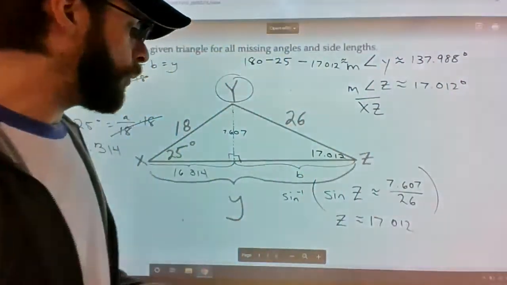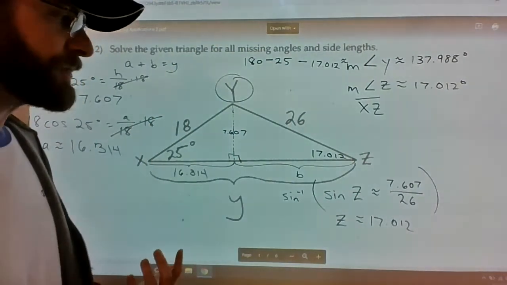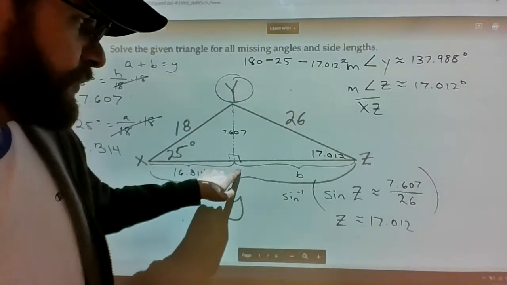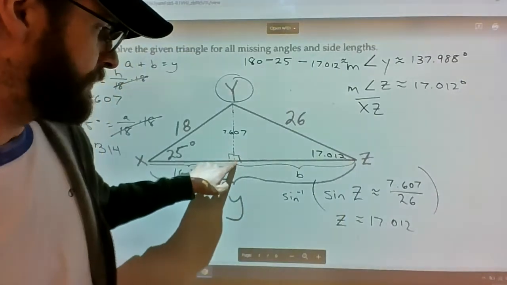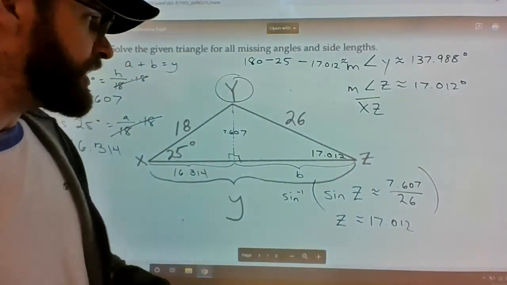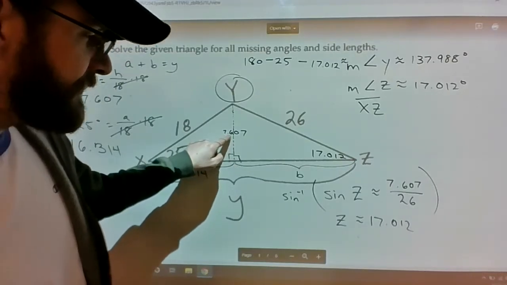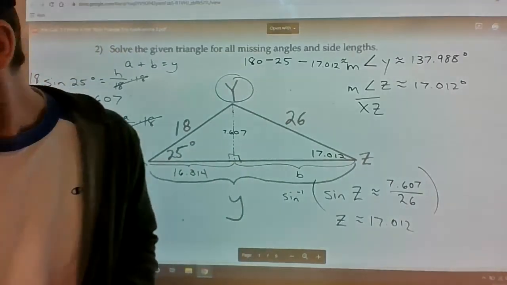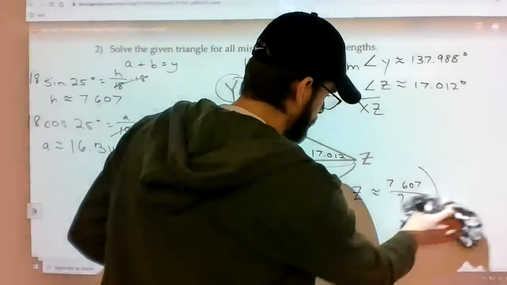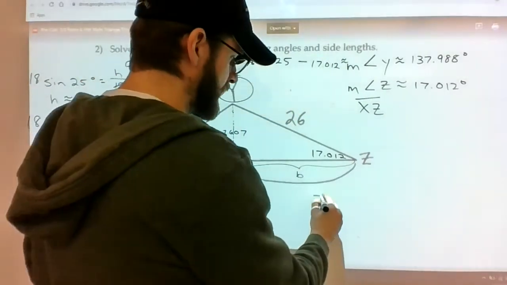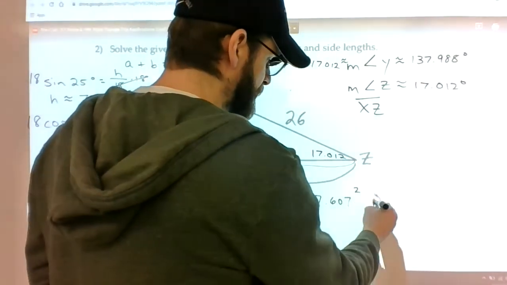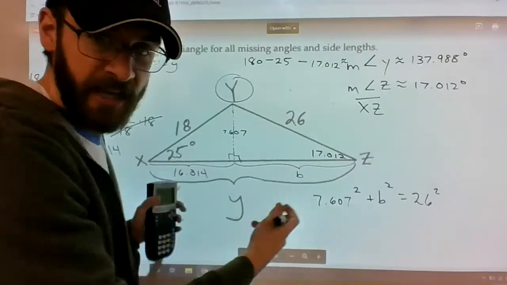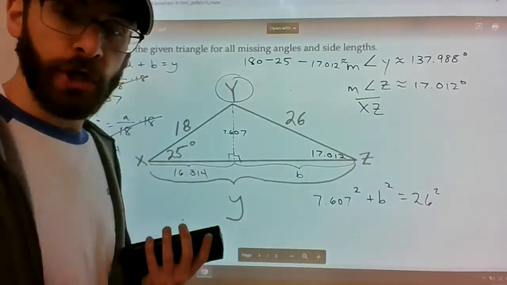All right, now we are almost there. You've got several options to find y. Let's see. We need y in its total, which means we need this length b here from the altitude's drop to z. We could use the Pythagorean theorem to say that 7.607 squared plus b squared equals 26 squared. So if I just erase this work here, I'm sure you got that down already. 7.607 squared plus b squared is equal to 26 squared. Get b by itself and you've got your length. Add them together, you get y. Or you could use another trig function.